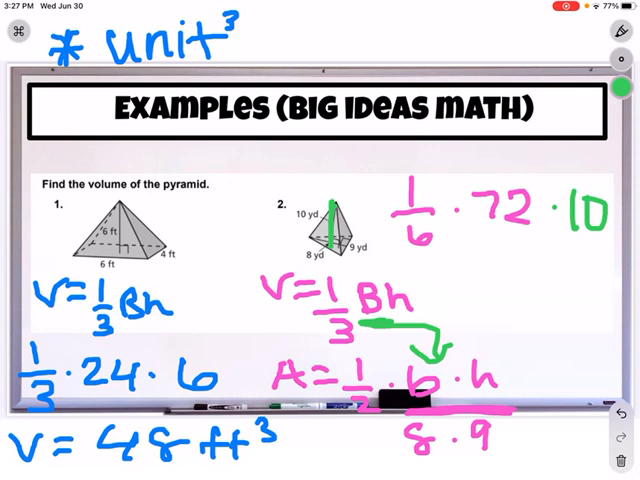Now you can do this in your calculator, 1/6 times 72 times 10. If you do not have a calculator that goes through with fractions, then you can do 10 times 72, or 72 times 10, divided by 6, which will give you, let's switch back to our pink, volume equals 120 yards cubed. Remember, for volume, it's always units cubed.